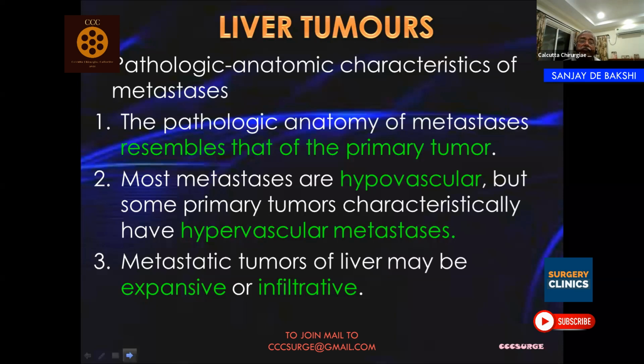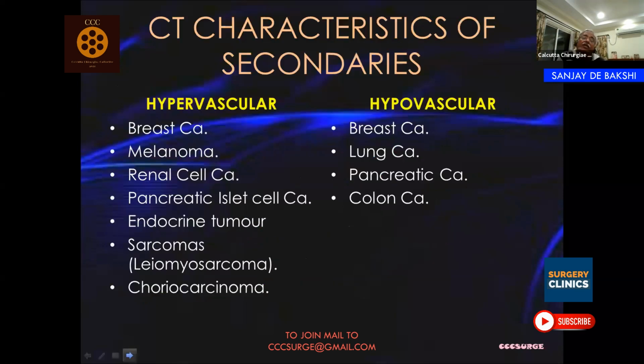So the hypervascular metastases could come from the breast. Breast actually has both. You have a hypovascular or a hypervascular metastases. Melanomas are hypervascular. Renal cell carcinoma are intensely hypervascular. Pancreatic islet cell cancers are hypervascular. Endocrine tumors are hypervascular, as are sarcomas, leiomyosarcomas, and choriocarcinomas.